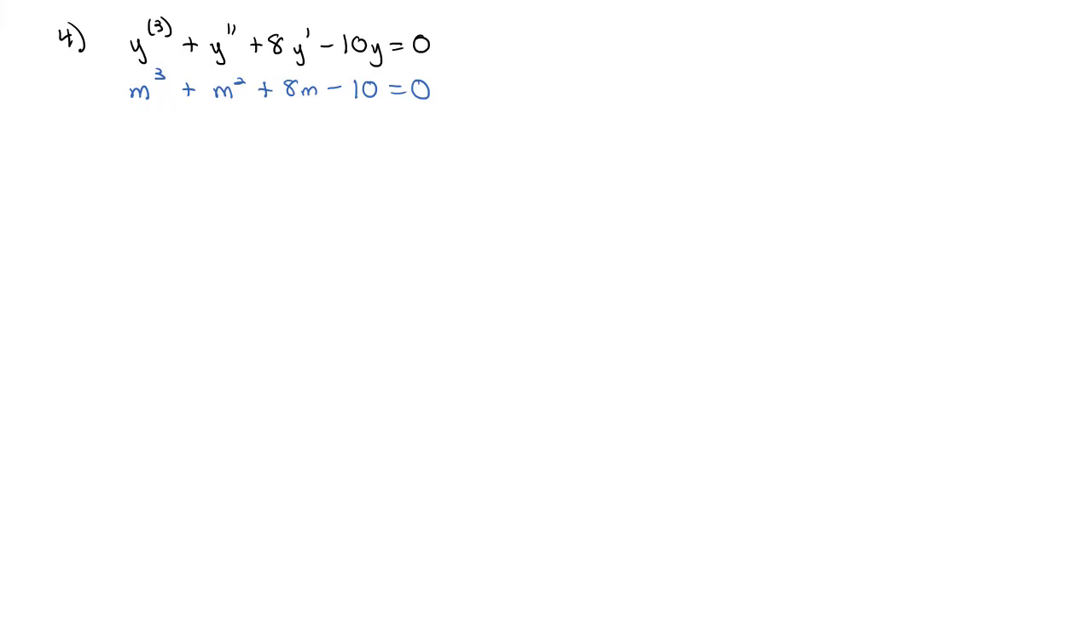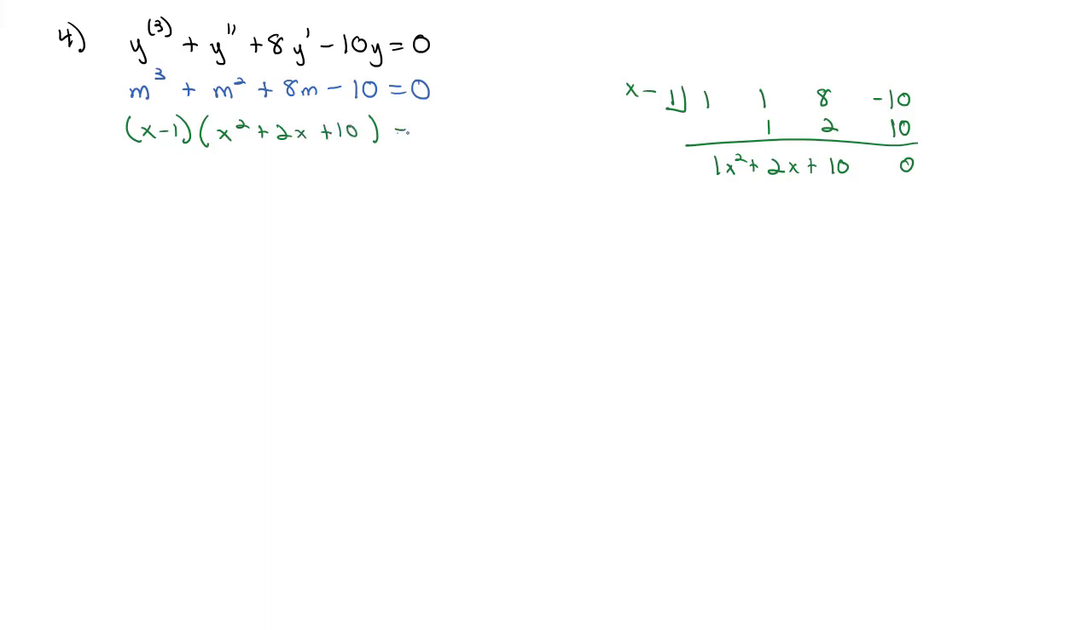This one might take a little bit more work to factor, as there's no common factor I can pull out. I might try and see if I can use synthetic division to pull 1 out, using coefficients of 1, 1, 8, and negative 10. Bring down the 1, times 1, add them to get 2, times 1, add them to get 10, times 1, add them to get 0. And that did come out. So m minus 1 is a factor. And then the other factor is m squared plus 2m plus 10 equals 0.